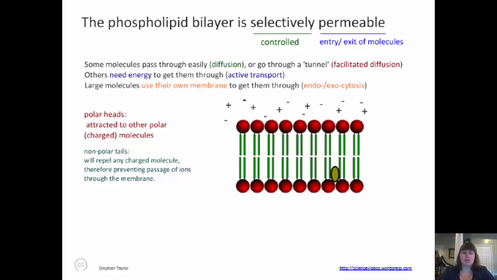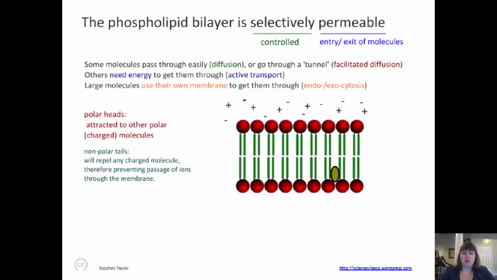Some molecules can pass through easily through a process called diffusion, or they need help, so they go through a tunnel. That would be called facilitated diffusion. But others need energy to get them through the membrane, and that's a process called active transport. Large molecules are going to need to use their own membrane to get into the cell or to leave the cell, and that's a process called endo or exocytosis. So in this section of notes, we're going to talk about all of those processes.